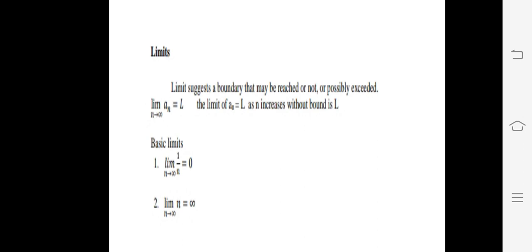Basic limits. We have two basic limits. First, the limit of 1 over n is equal to 0 as n approaches infinity. Second, the limit of n is equal to infinity as n approaches infinity.